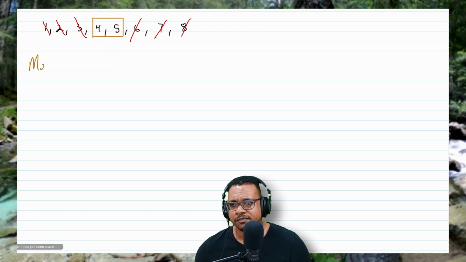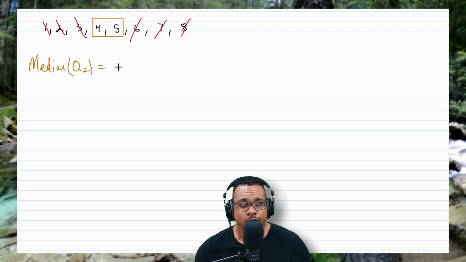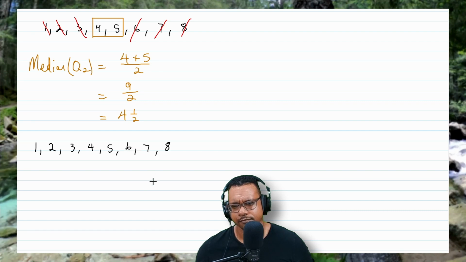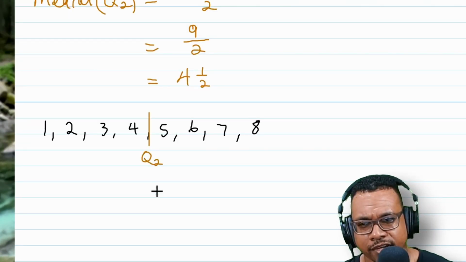So I'll have my median, which is Q2, would be equal to the 4 plus the 5 divided by 2. So we have 4 plus 5 is 9 divided by 2, and that will be 4.5. So that's the halfway point between the 4 and the 5. So now let's look and see what our lower quartile and upper quartile would be. So I'll just write over the data. And I'm going to put this line in the middle of 4 and 5, signifying where the median will be. And I'll just call this line here Q2, which is the 4.5.